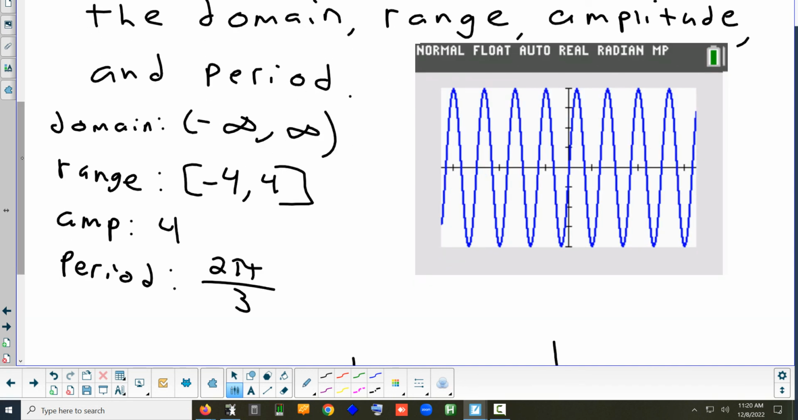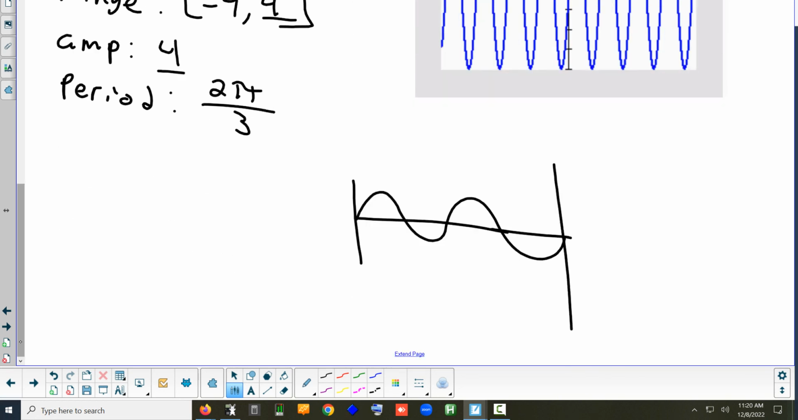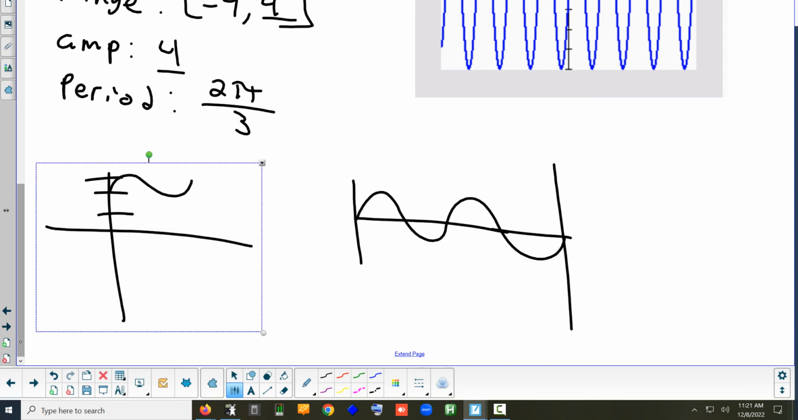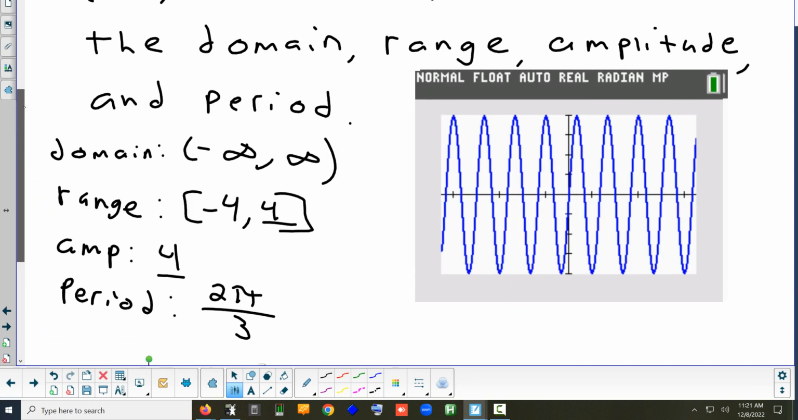Okay, is the amplitude always the same as the high value in the range? No, not if you shift it up. You could have a graph that's been shifted up like that, where the high value is 3, but the amplitude is only 1, or half, or whatever. So the amplitude doesn't always match the maximum value in the graph. In this case, it did.